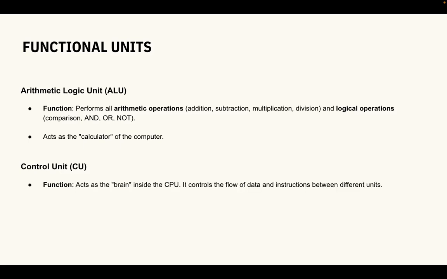Control unit. The control unit acts like the brain inside the CPU. It fetches the instructions from the memory, decodes them and tells the other units what to do, directing what operation is to be performed.